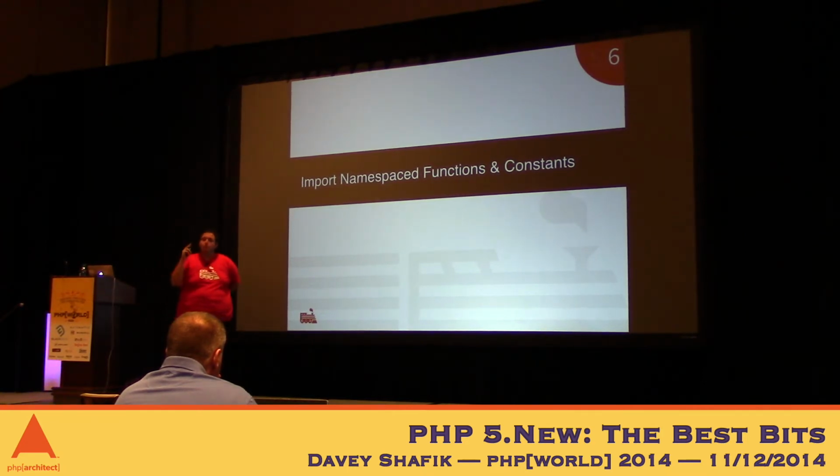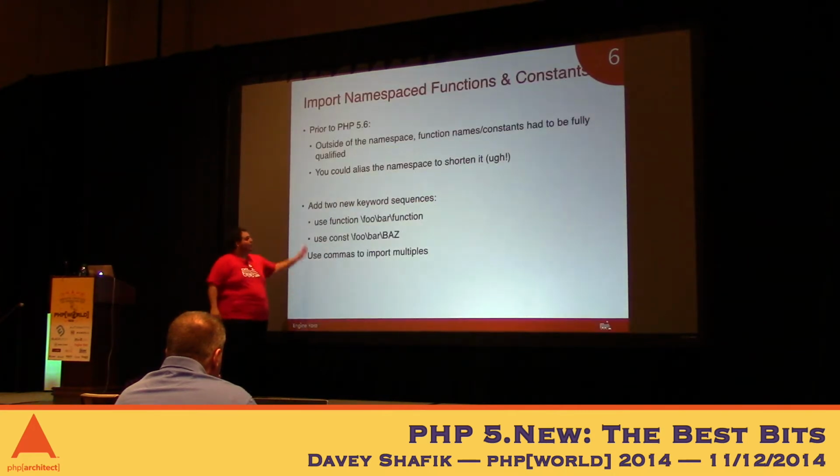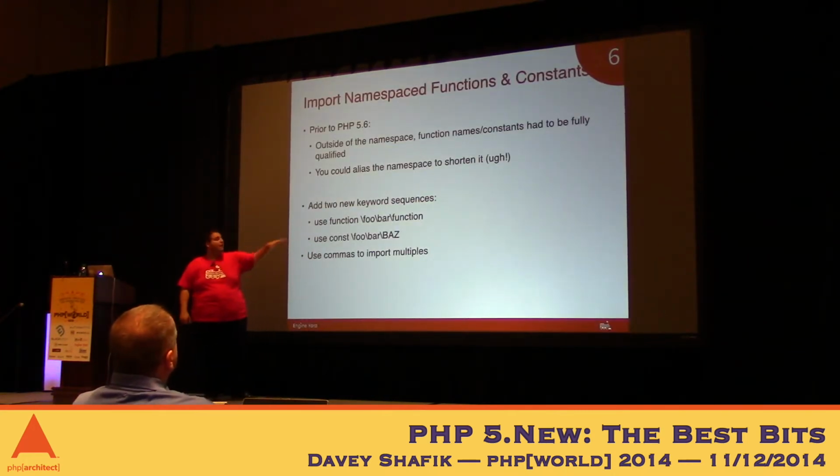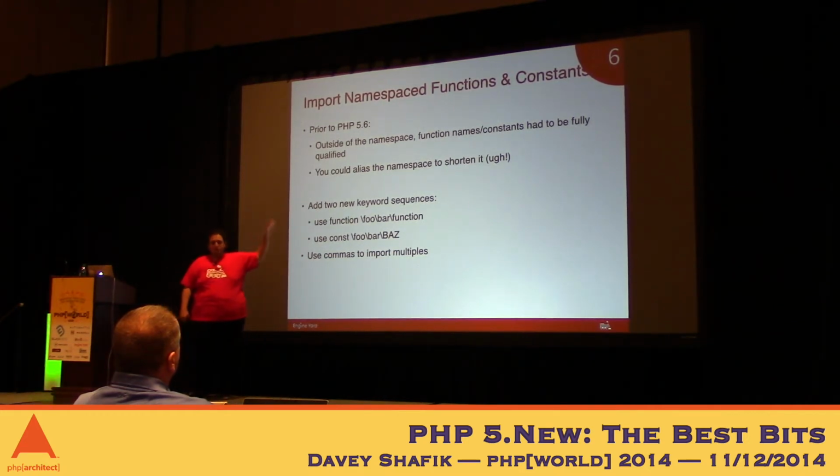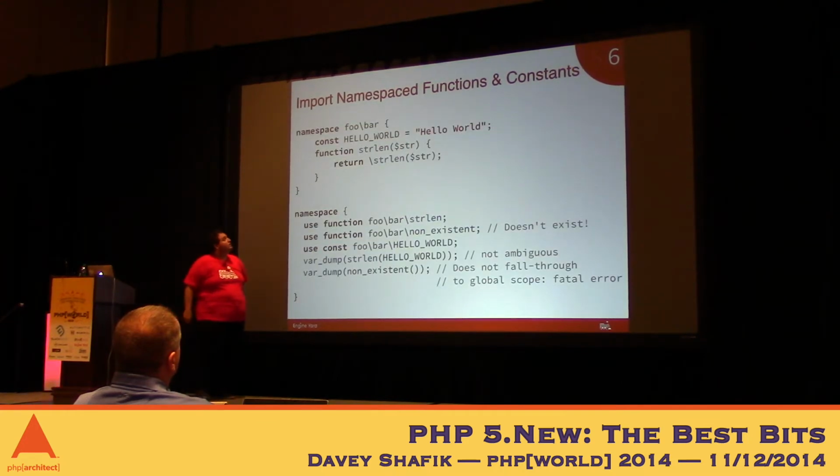It added 2 new keyword sequences, but not 2 new keywords. So basically, where we would use and then the namespace, now you do use function and the namespace function, or use const, and it will import those. And you can use commas to import multiples, regardless of whether you're doing classes or constants or functions. So this is what this looks like.